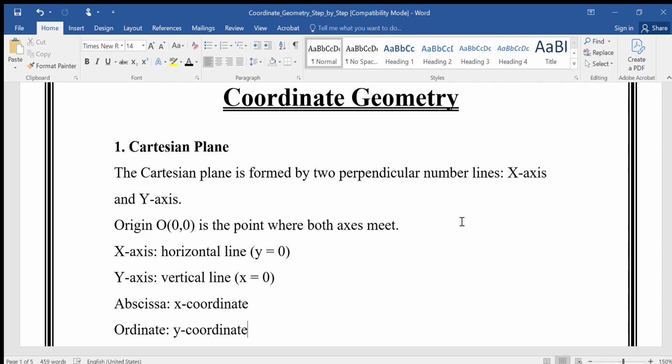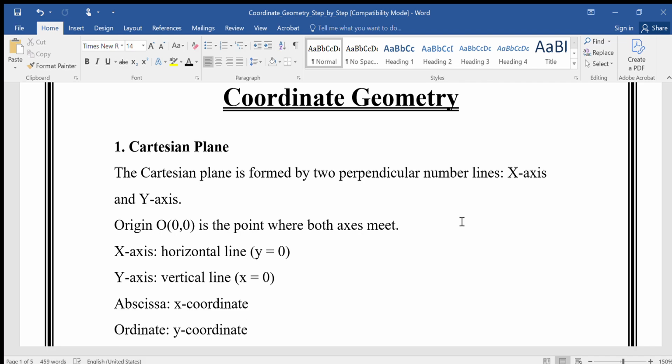Today I am going to start coordinate geometry. First we define what is Cartesian plane. The Cartesian plane is formed by two perpendicular number lines, x-axis and y-axis.